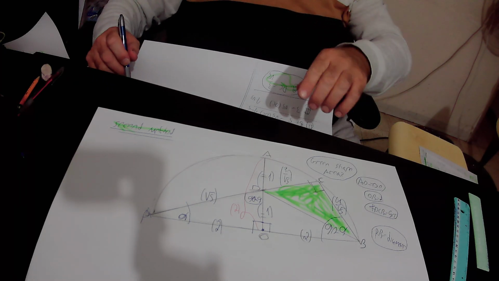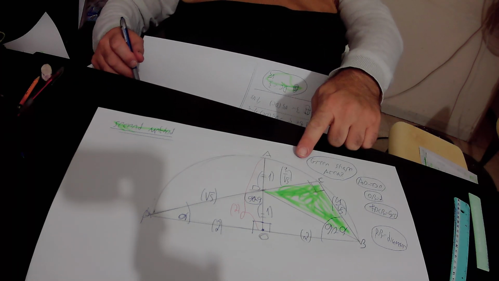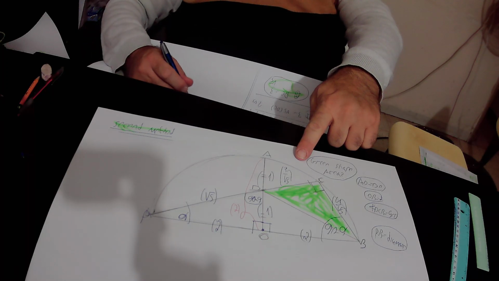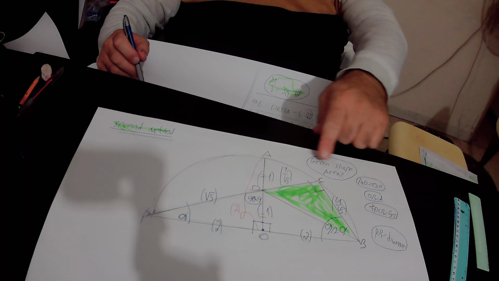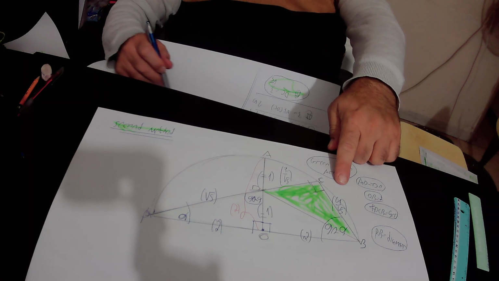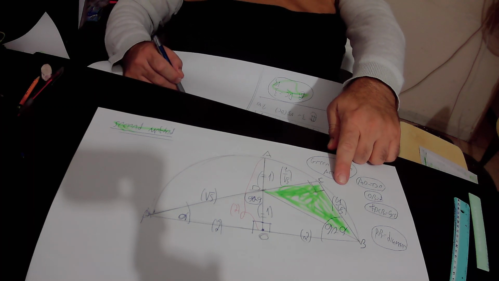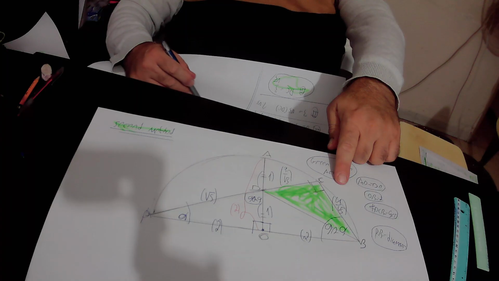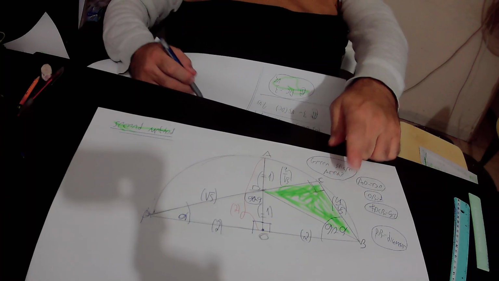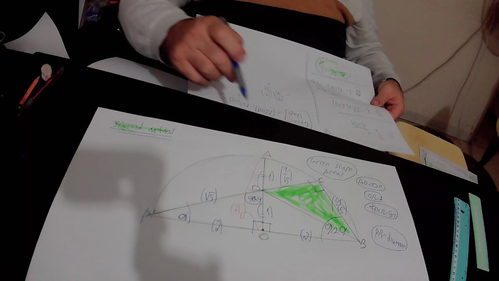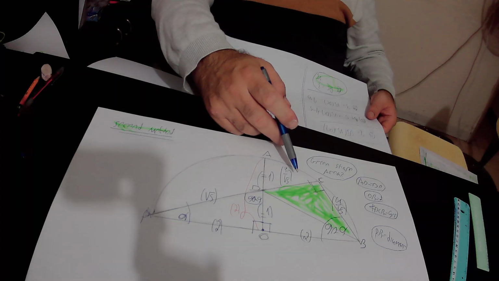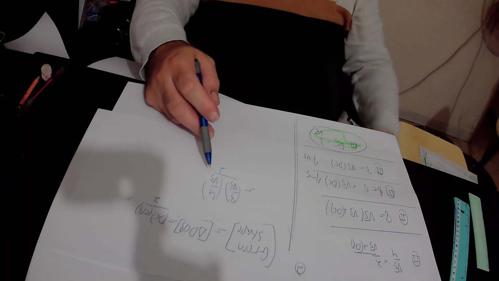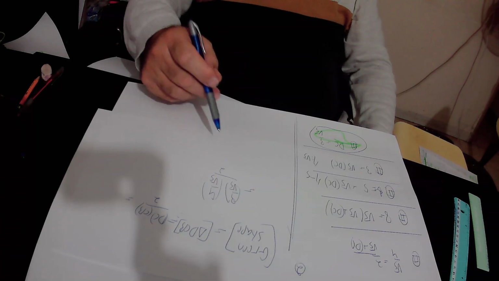DC is 3 over square root of 5 times CB, that is 4 over square root of 5, divided by 2. So in total, we found out that the area of this green shape, that is the area that we are working for, equals 3 over square root of 5 times 4 over square root of 5 divided by 2.